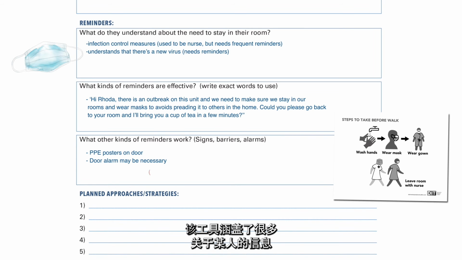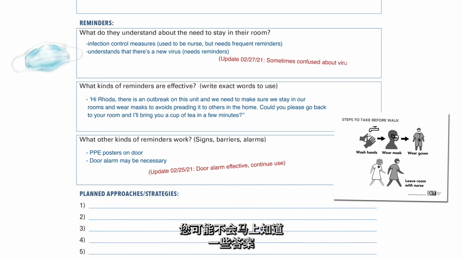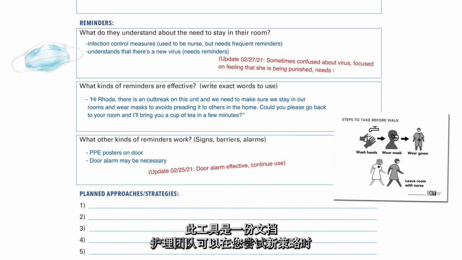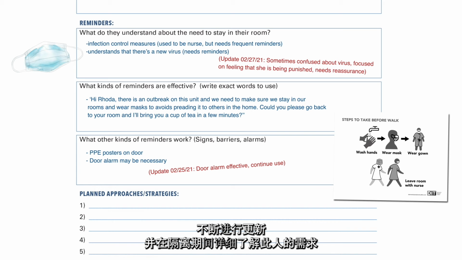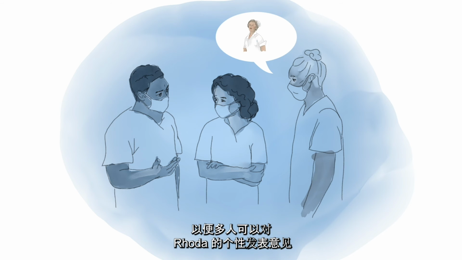This tool covers a lot of information about someone. However, you shouldn't feel pressured to fill out every box all at once. You may not know some of the answers right away. This tool is a document that care teams can update over time as you try new strategies and learn more about the person's needs while in isolation. We recommend filling this out during huddles or other conversations where multiple people can contribute their insight into Rhoda's personhood.